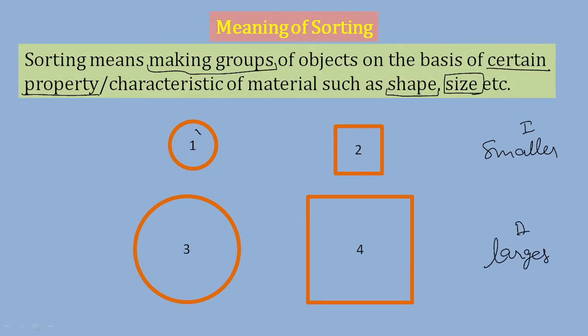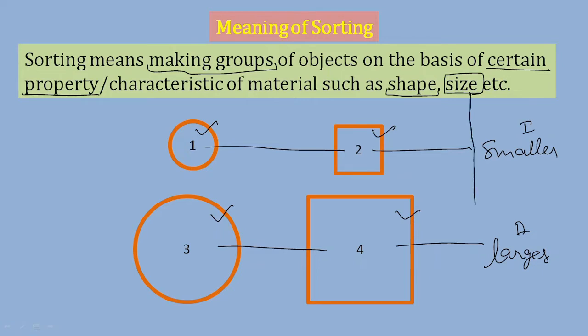So picture 1 and picture 2 are small in size, so we will put them in group 1. And picture 3 and 4 are larger in size, so we will keep them in the second group. So on the basis of size, we made two groups of these four objects.